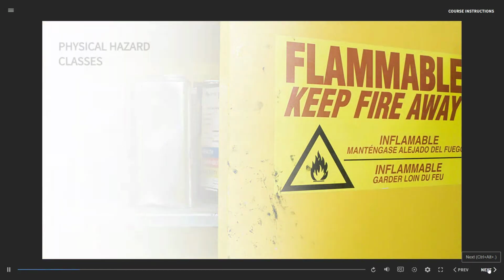As discussed in the introduction to WHMIS, physical hazards groups are based on the physical or chemical properties of the product, such as flammability, reactivity, or corrosivity to metals.